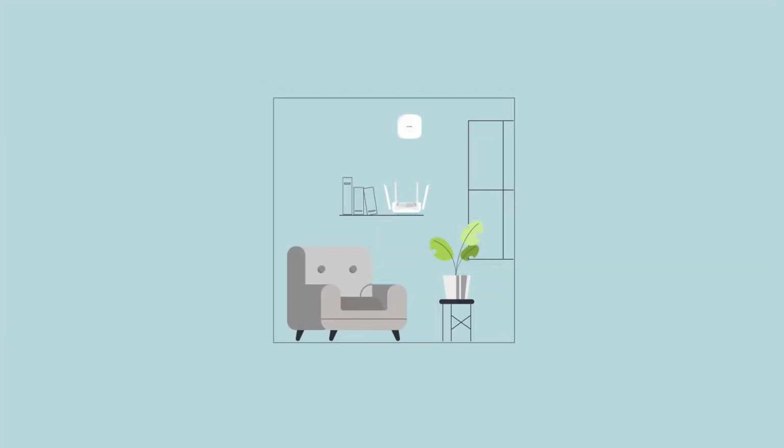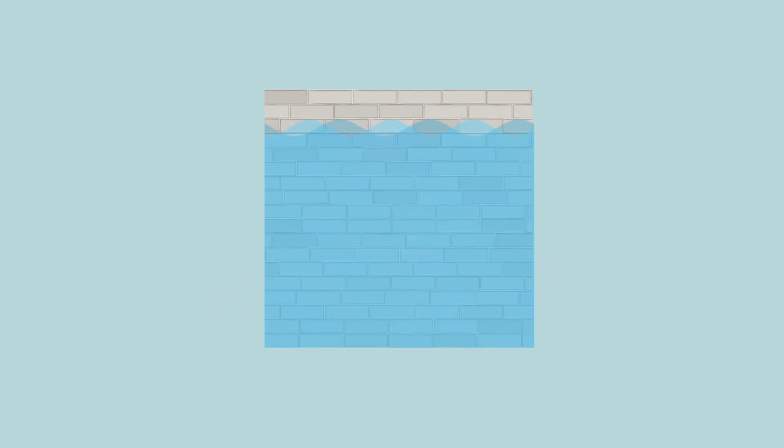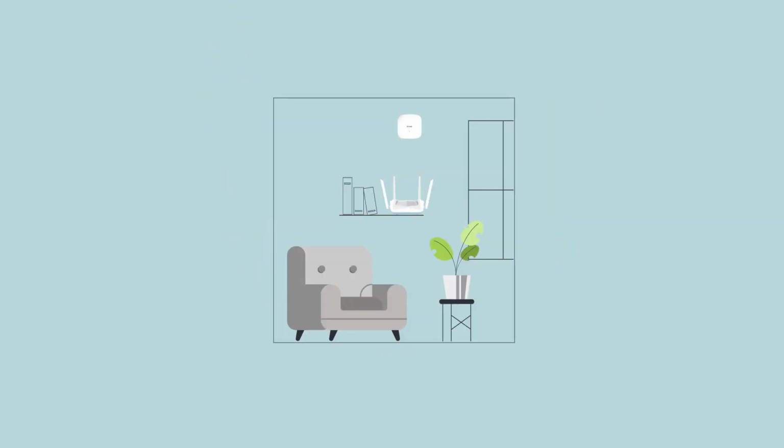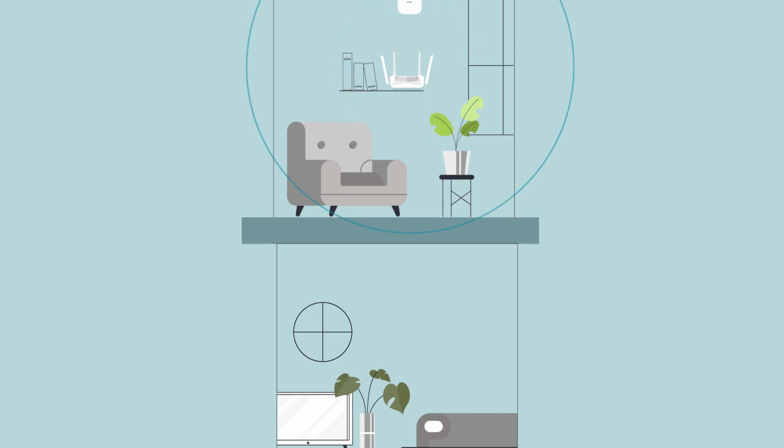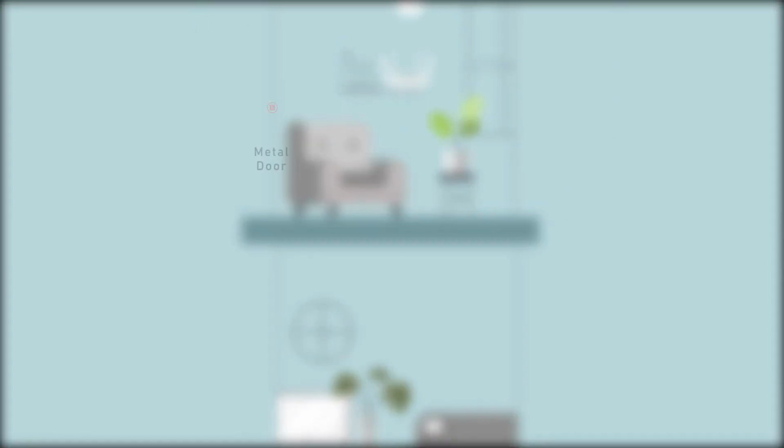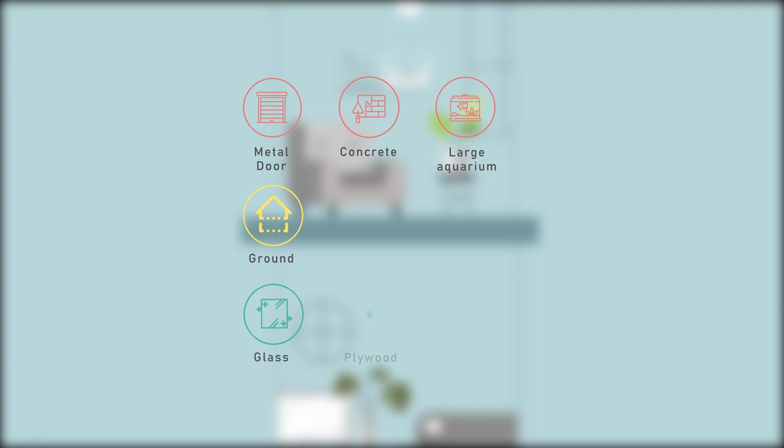Thick, dense materials, such as metal doors, concrete or brick walls, and even large bodies of water, such as a large aquarium or water tank, can absorb and interrupt Wi-Fi signals. The ground is also a very effective blocker of Wi-Fi. Avoiding these obstacles is a good way to increase your router coverage. On the other hand, glass, plywood, and drywall typically have minimal effect on Wi-Fi signals.